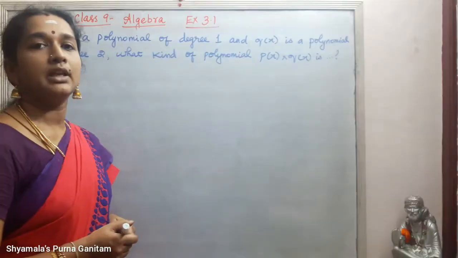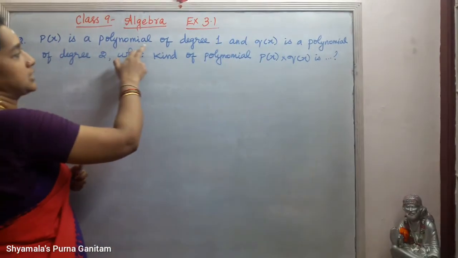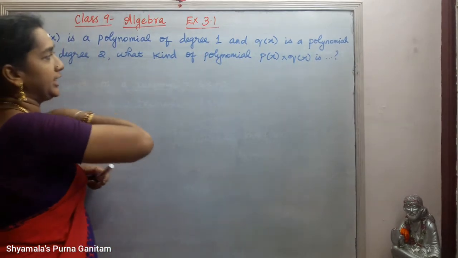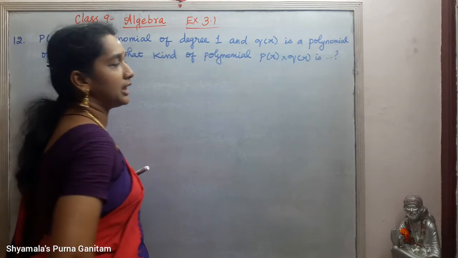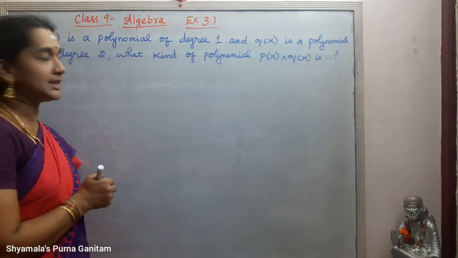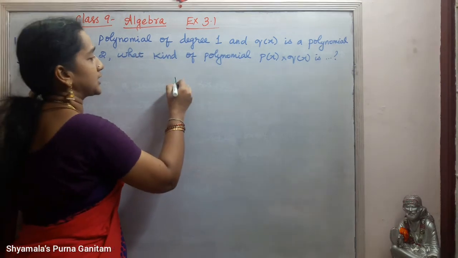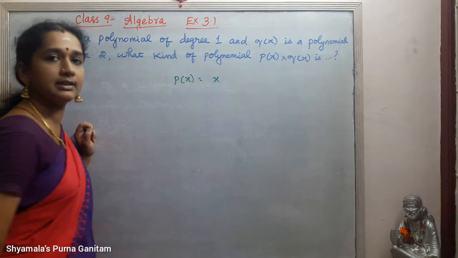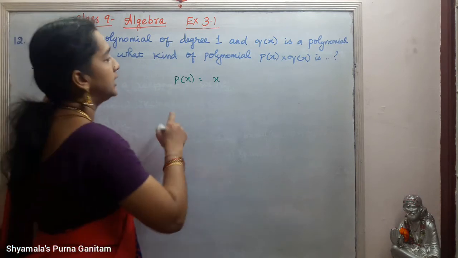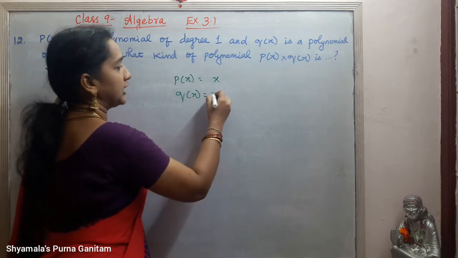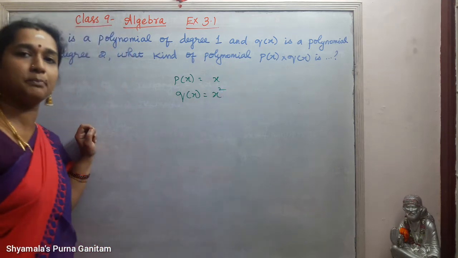Okay. Last sum is, p of x is a polynomial of degree 1 and q of x is a polynomial of degree 2. What kind of polynomial is p of x into q of x? For this, as an example, I will say if we take p of x as a polynomial of degree 1, that is x. This is a polynomial of degree 1. Then q of x is a polynomial of degree 2, that is x squared.